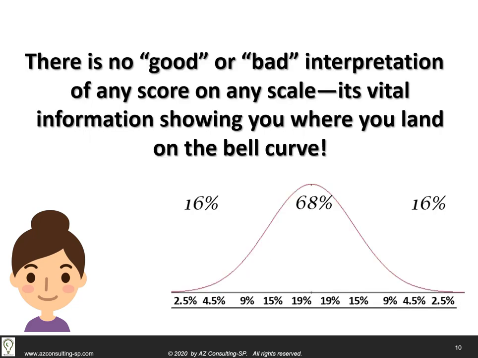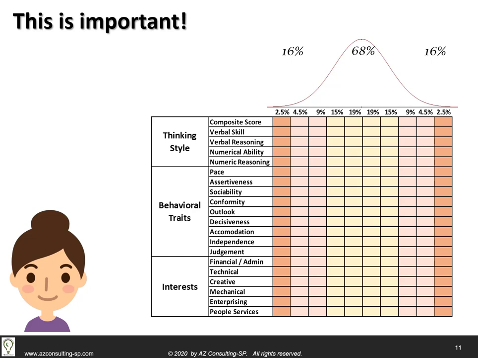The results are then calculated and placed on a bell curve. Now, it's important to note that there is no right or wrong answer. This is not better or worse, or good or bad either. It really just tells you where you land on the bell curve based on your assessment. Now, the assessment is broken down into 5 thinking styles, 9 behavioral traits, and 6 grouped interests.